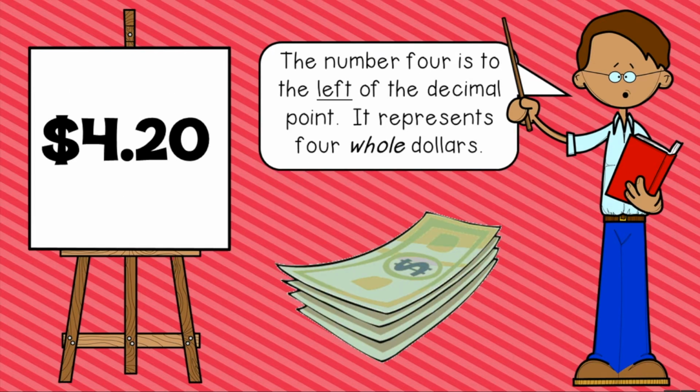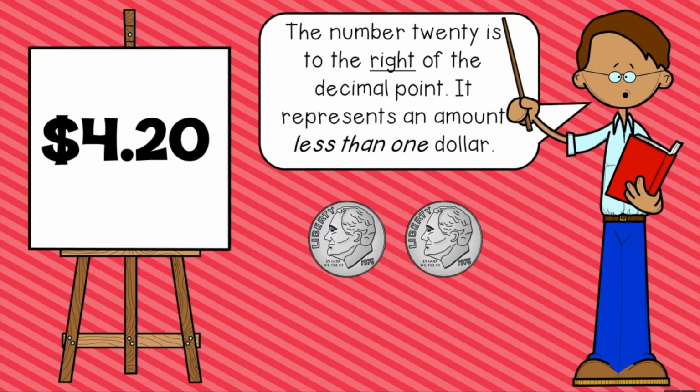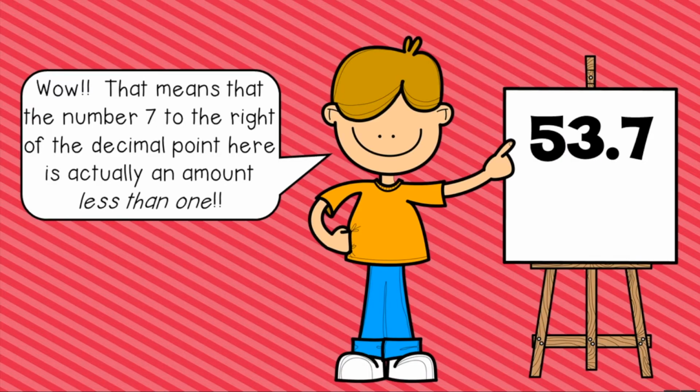The number 4 here is to the left of the decimal point, so that represents 4 whole dollars. Just like any decimal, the number to the left represents a whole number. The number 20 is to the right of the decimal point. It represents an amount that is less than $1. So in this case, 20 is less than $1, it's 20 cents. So that means that the number 7 to the right of the decimal point here is actually an amount less than 1. So if you're working with a decimal like the one you see here, 53.7, the 0.7 represents something less than a whole.